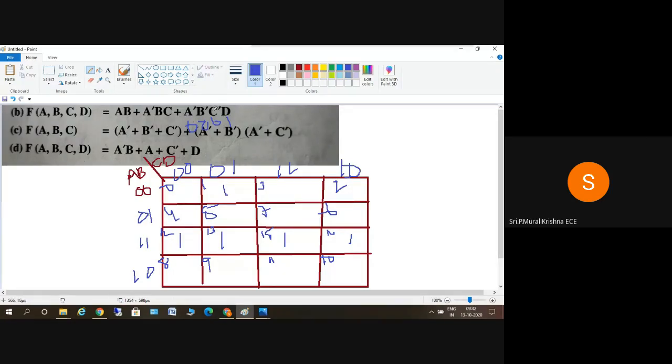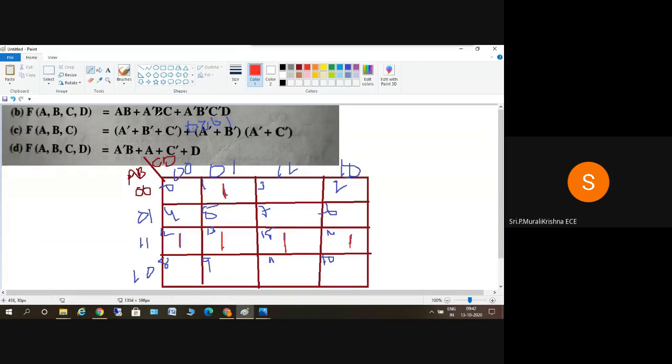So this is 1 here. So there is A bar, B bar, C bar, D here. 0, 0, A bar, B bar, C bar, D. This is C bar, D. Okay. So this is 1, and we have 4 ones here.